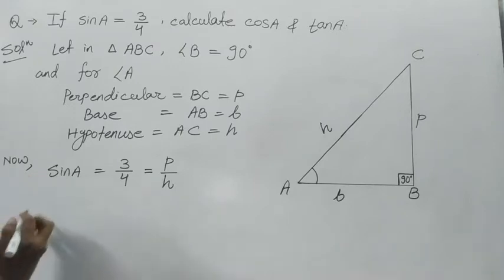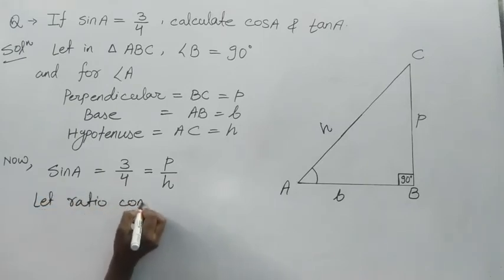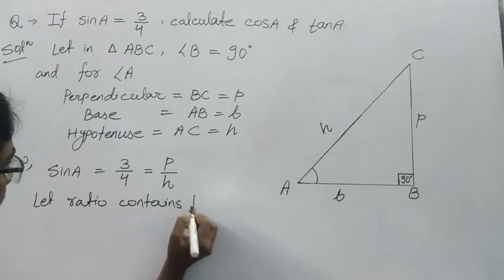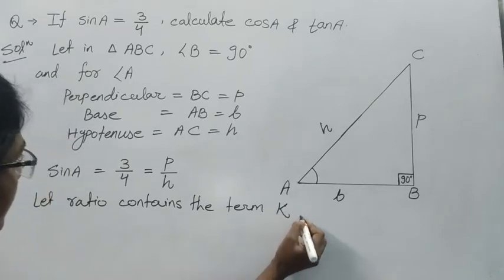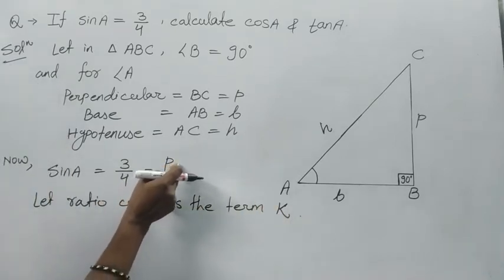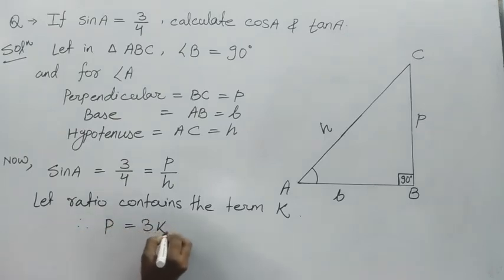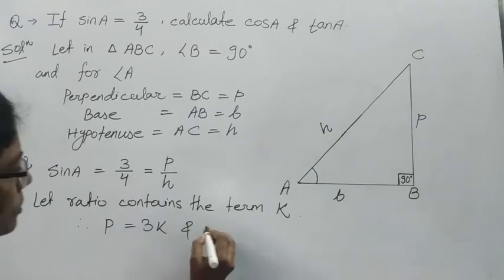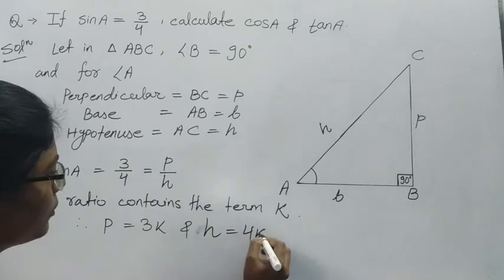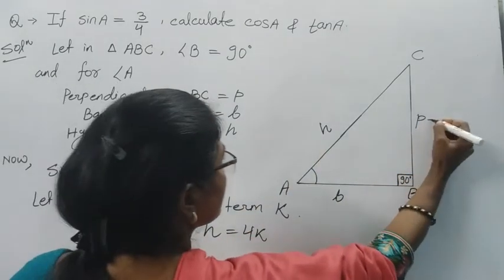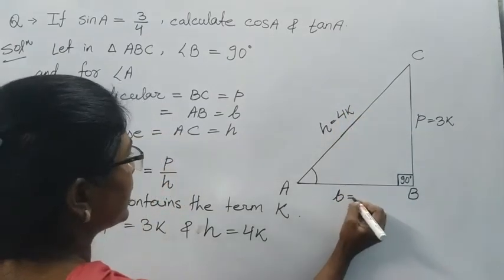So first of all we consider that let the ratio contain the term x, the term k, we consider k. So perpendicular is equal to 3k and hypotenuse is equal to 4k. So just we write here perpendicular is equal to 3k and hypotenuse is equal to 4k. We want to find out base.